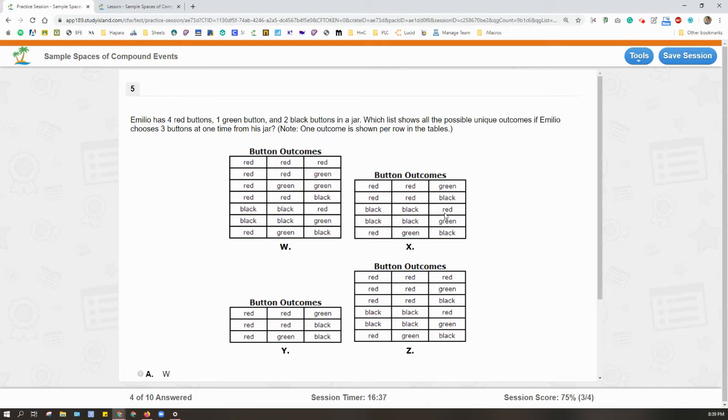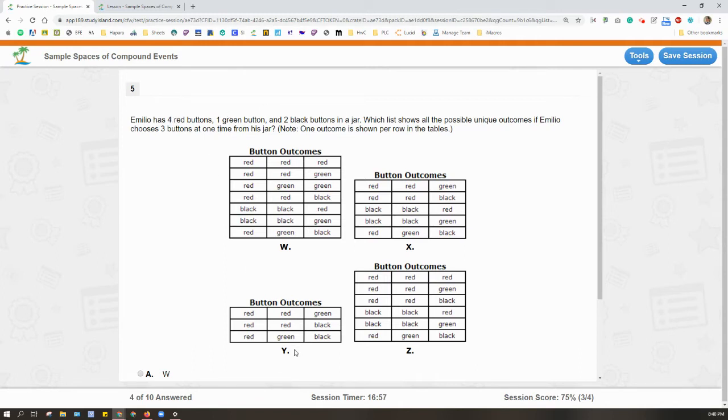Black, black, red is an option because there are 2 black buttons, so we can pull out 2 at once and then 1 of the red buttons. Black, black, green is an option because we can pull out 2 black buttons and the 1 green one. And we could pull out 1 red, 1 green, and 1 black. So all of these are options, but there are options that are missing, specifically red, red, red.